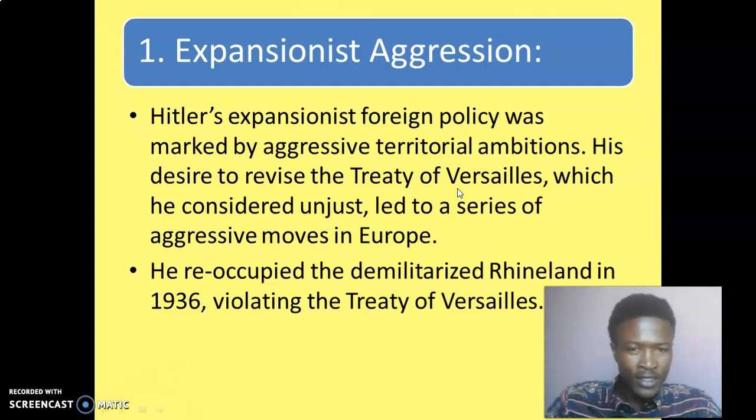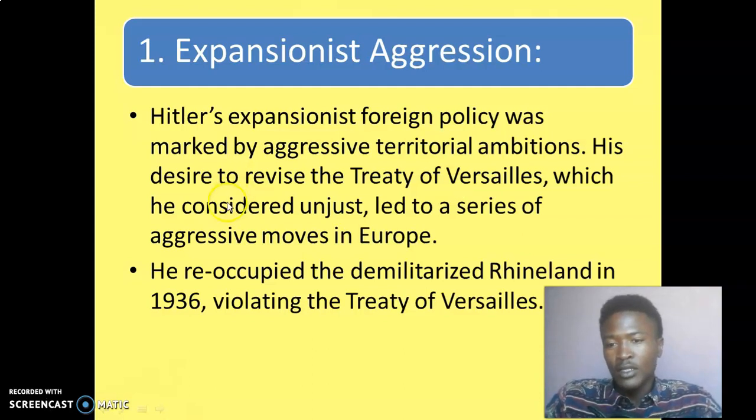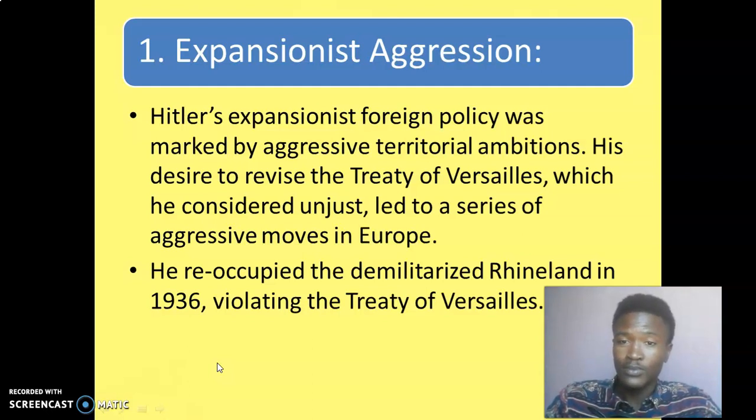His desire to revise the Treaty of Versailles, which he considered unjust, led to a series of aggressive moves in Europe. So we mentioned to get living space for the German people, and now they are also telling you another foreign policy of Hitler, which was to abolish the terms of the Treaty of Versailles. Alright? Second point there, they are saying that he reoccupied the demilitarized Rhineland in 1936, violating the Treaty of Versailles. You follow?